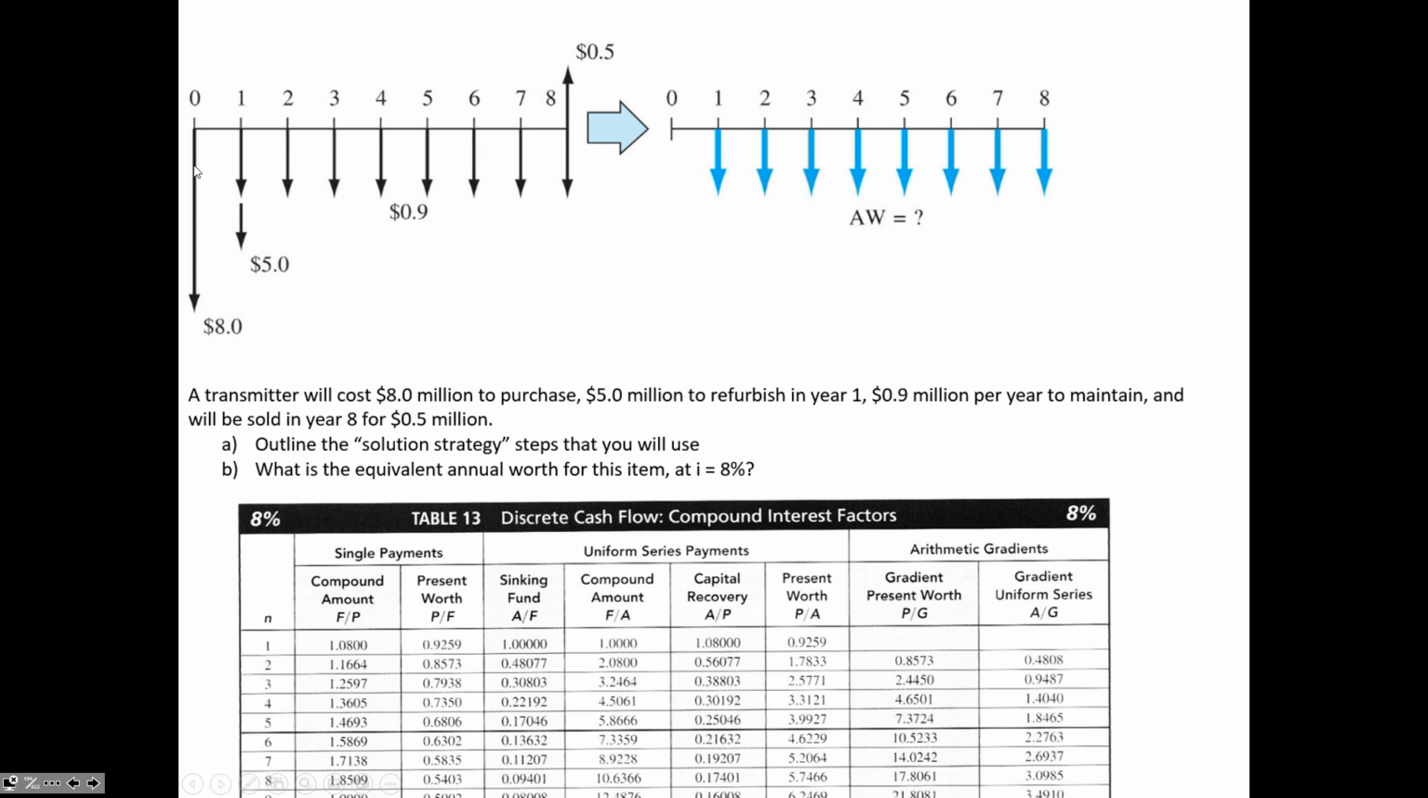So with those steps, that's kind of the solution strategy we could use to annualize the $500,000 of revenue in year 8, the $5 million of cost in year 1, and the $8 million cost at year 0. So we need to spread all of those out and find what is the annual equivalent and add it to the 0.9 million that's already an annual series in years 1 through 8. So let me pause for a moment and let you do those calculations. The factor table is on the next page, so you can flip back and forth and get the factors that you need.